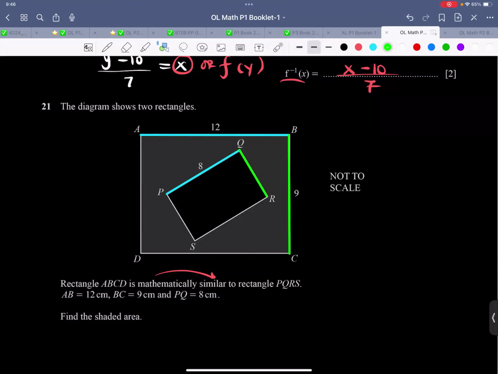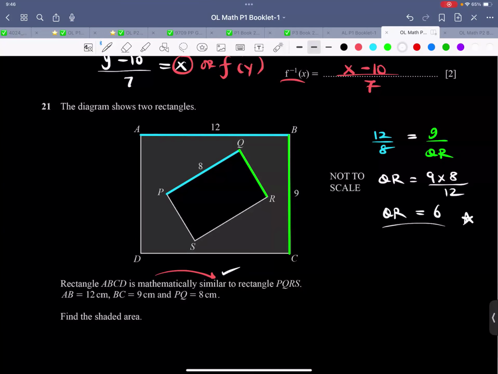So let me draw it again. Now, if this is the case, that means 12, the blue is to blue, the 12 is to 8. So 12 is to 8 is equal to 9 is to QR. So green, that is 9 is to QR. So make QR the subject. QR equals 9 times 8 divided by 12. So 72 over 12 comes out to be 6. So QR is 6. This is what makes sense from this similarity.